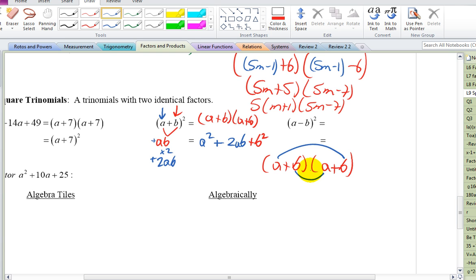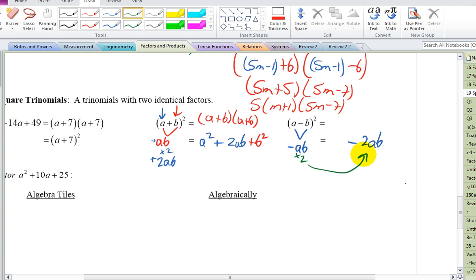So what's the first thing you do? Multiply these together. What's negative b times a? Negative ab. How many are there, Navjeet? 2. So it's negative 2ab. So all we're doing is just a simple little trick, times it by 2 to get the middle term.